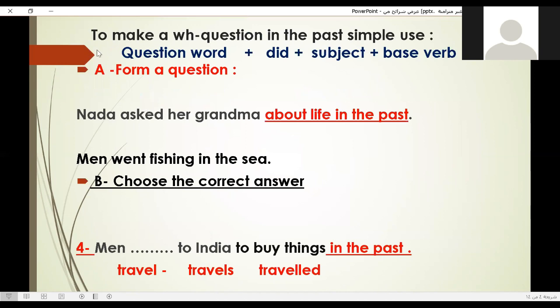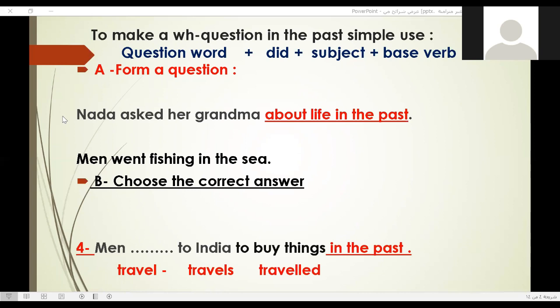Right. Now, I have here a question. To make a WH question in the past, we use this form. Question word first. After that, we add did and the subject, the base verb at last. So I want you to read the sentence before making the question and tell me what you will ask about. After that, try to make a question like the rule up there.